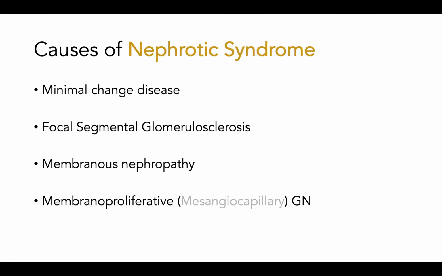So first of all, let's talk about some causes of nephrotic syndrome. The most common ones are minimal change in children, FSGS in adults, membranous nephropathy, which is a weird one with autoantibodies, and membranoproliferative or mesangiocapillary, which is even weirder, and we'll talk about it shortly.